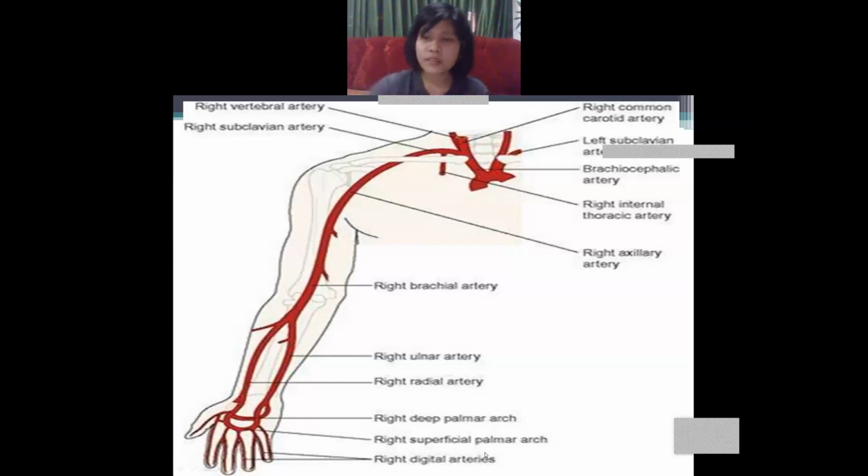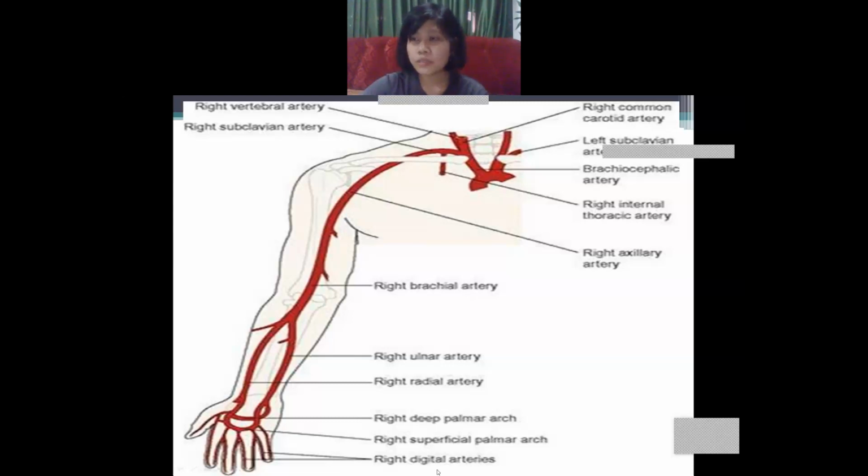Arch means like this, bend. And last, you will find the digital arteries. You can see all these digital arteries. You can even see them in the tips of your fingers. So all these are the digital arteries.